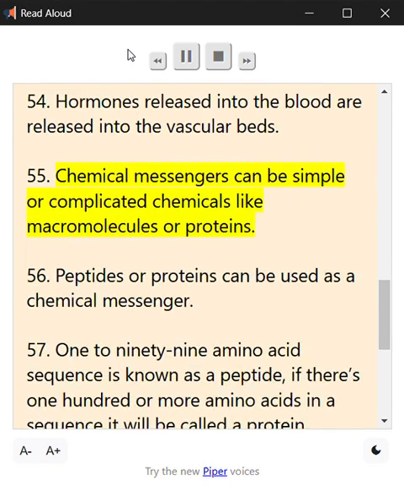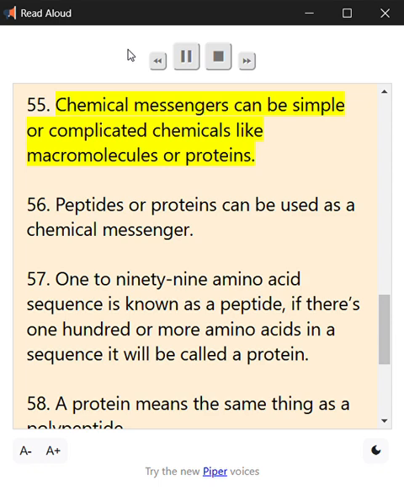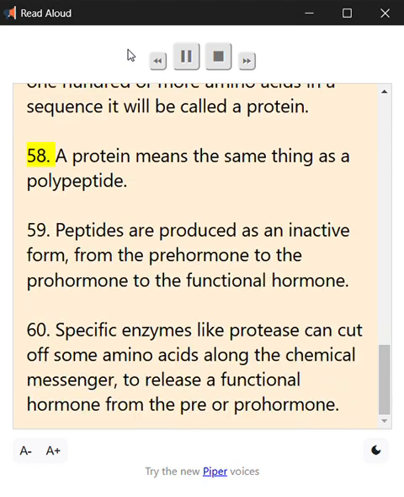55. Chemical messengers can be simple or complicated chemicals like macromolecules or proteins. 56. Peptides or proteins can be used as a chemical messenger. 57. 1 to 99 amino acid sequence is known as a peptide. If there's 100 or more amino acids in a sequence, it will be called a protein. 58. A protein means the same thing as a polypeptide.